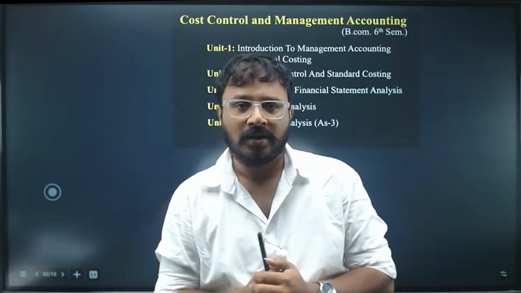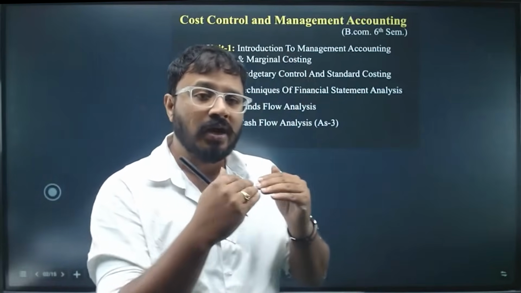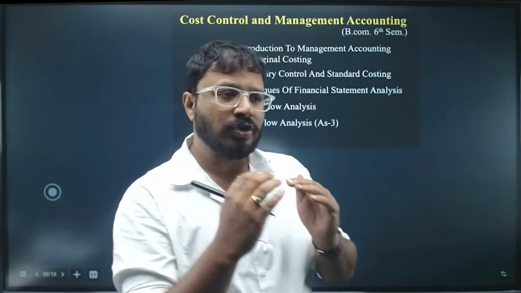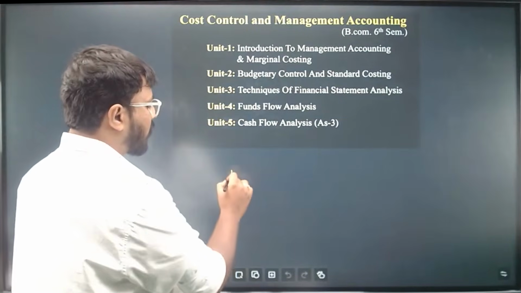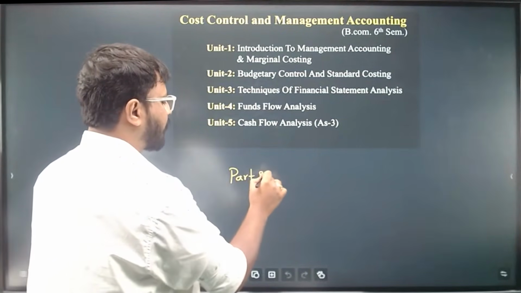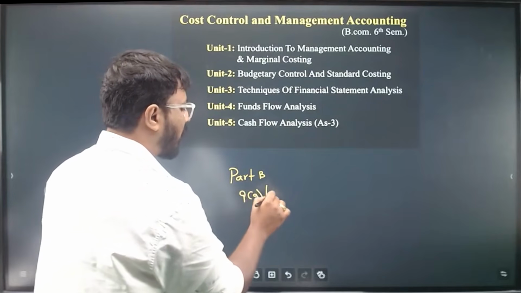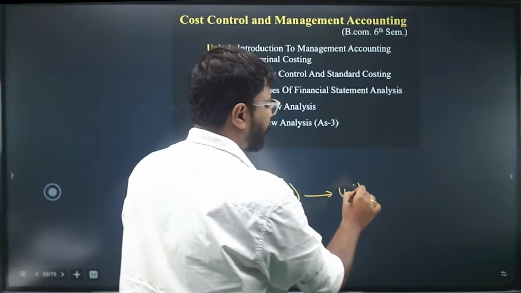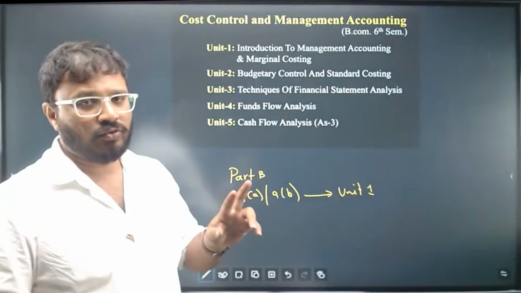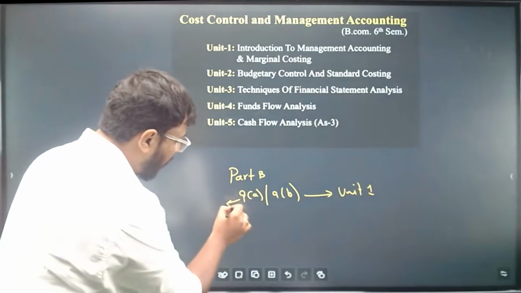how to fetch more marks in little time, right? Part B, when you are attempting the question paper, start with part B, and this should be your flow. When you are starting with part B, go with question number 9A or 9B first, as this is coming from unit 1. Unit 1 has two topics, management accounting and marginal cost. This will definitely be a theory question.